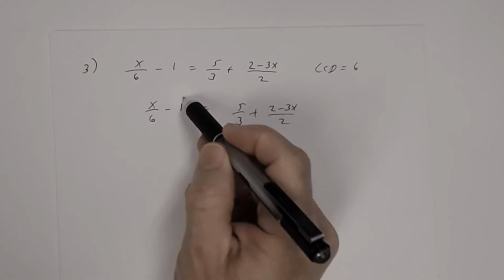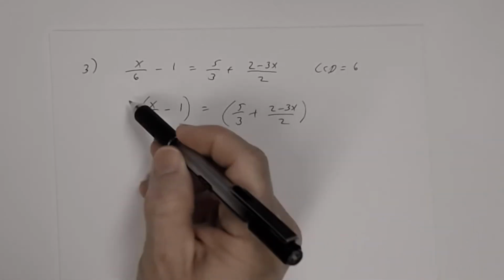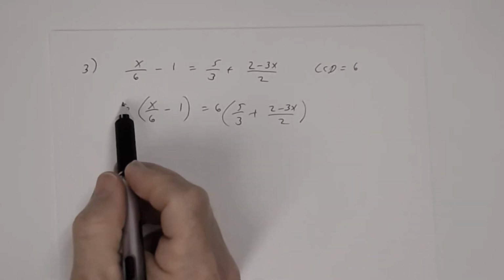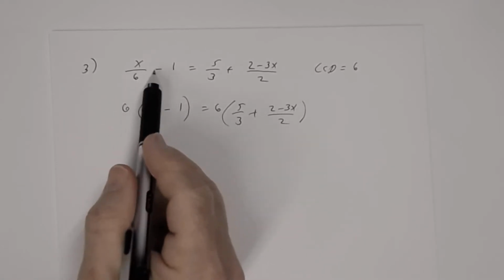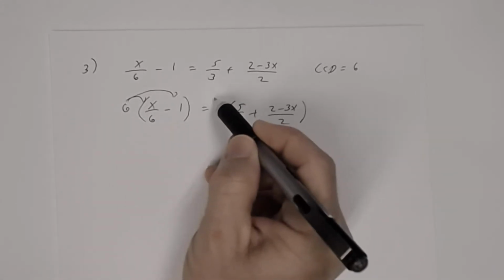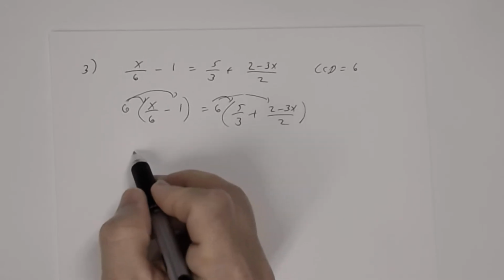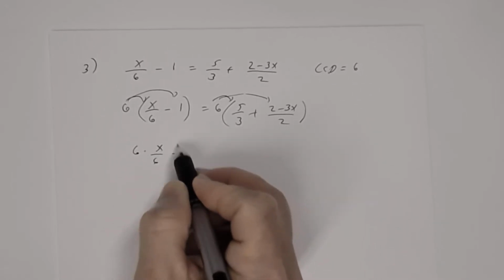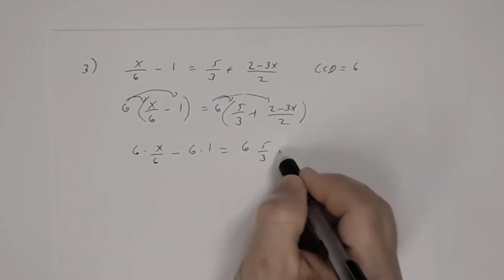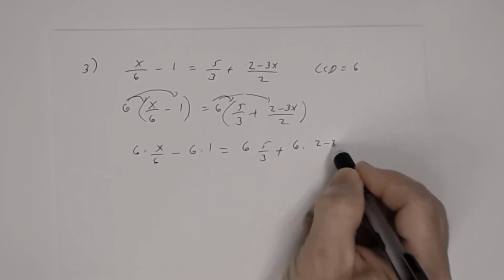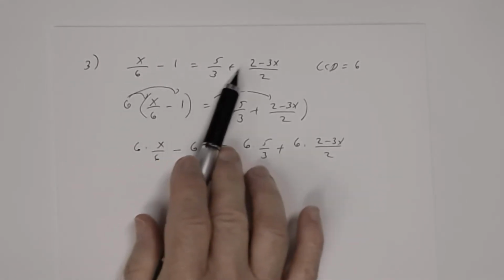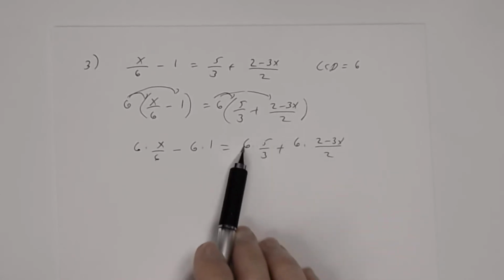Okay. So let's put this in parentheses, put this in parentheses, and we're going to multiply both sides by 6. All right. Now again, be careful. Don't say 6 into 6 is 1, because then you're going to say 1 times 1 is 1, and that's not true. Every term has to be multiplied by 6, so you've got to be careful here. So distribute first. Distribute first. I get 6 times x divided by 6 minus 6 times 1 equals 6 times 5 divided by 3 plus 6 times 2 minus 3x divided by 2. So that's where I'm at. Every term, this term, this term, this term, this term is being multiplied by 6.